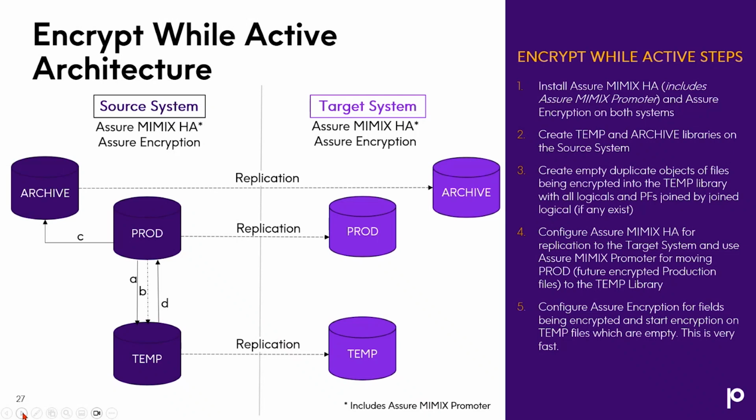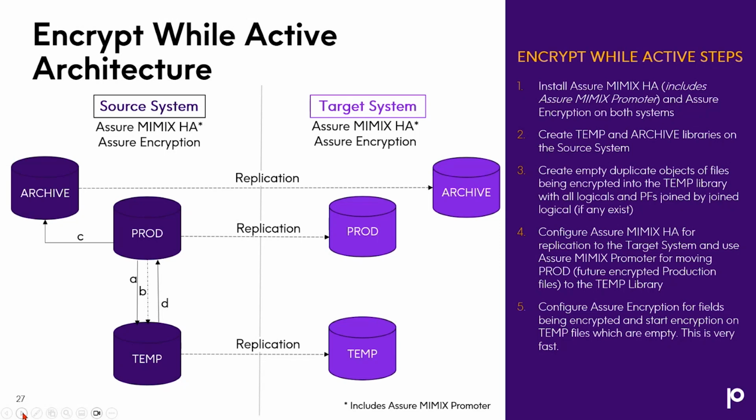We're going to create that temp and the archive library shown in the chart. We're going to create the empty duplicate objects in the temp library. It's worth mentioning that you need to take into consideration any related files. The reason we recommend that you create dupe objects on those as well is so the access paths get built while we're copying your data into the encrypted copy of the file. And any join logicals as well, physicals that are joined by a join logical.